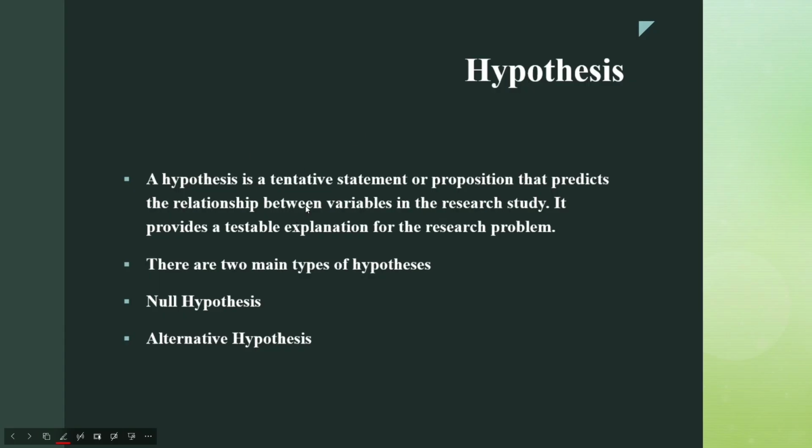So hypothesis is a tentative statement or a proposition that predicts the relationship between variables in a research study, and it provides a testable explanation for a research problem. There are mainly two types of hypothesis. One is null hypothesis and the other one is alternate hypothesis.